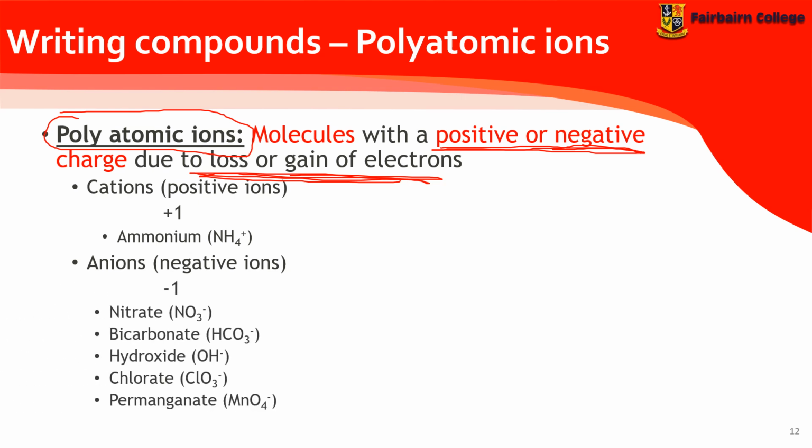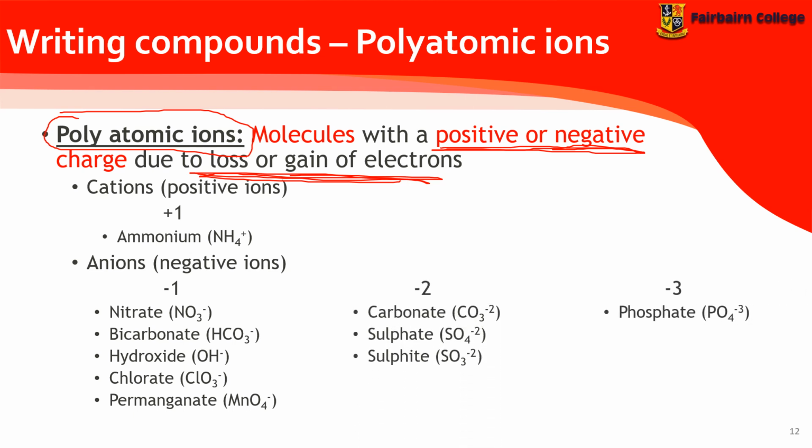Then for negative ions, we have all of these, which is -1, all of those, which is -2, and then phosphate, which is -3. Okay, so like I said, you have to study these and memorize these, and that's what makes this a bit more complicated than the other two sections we looked at.